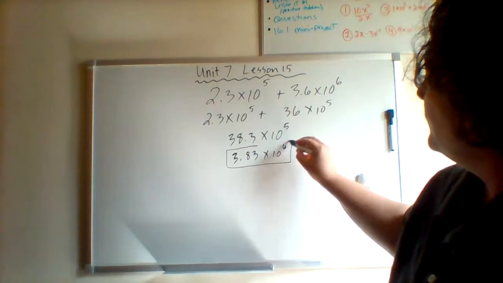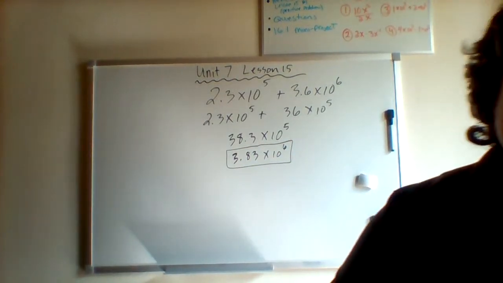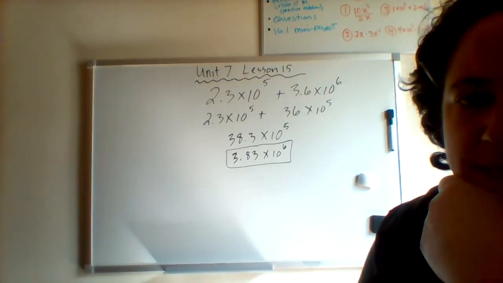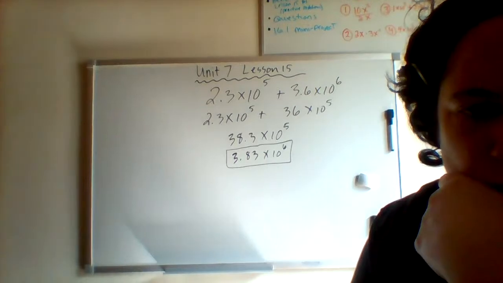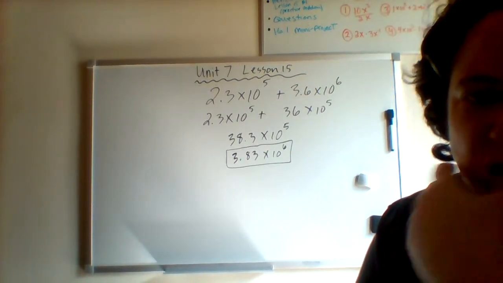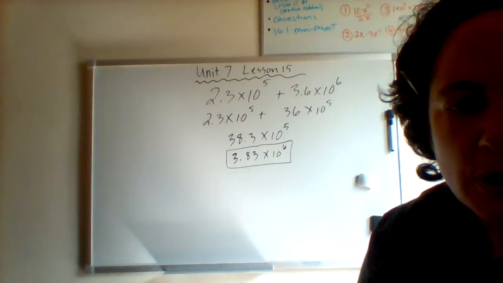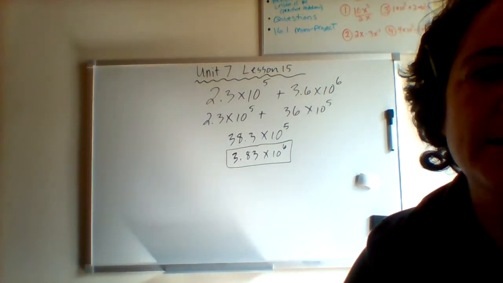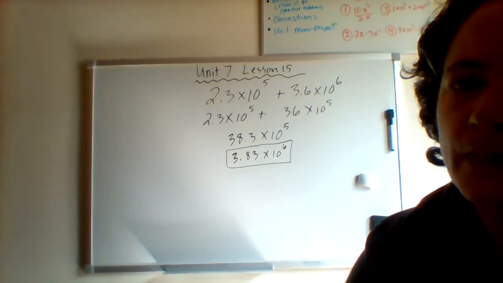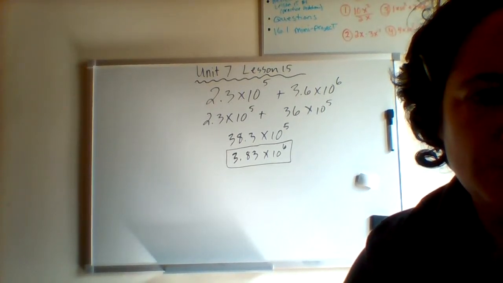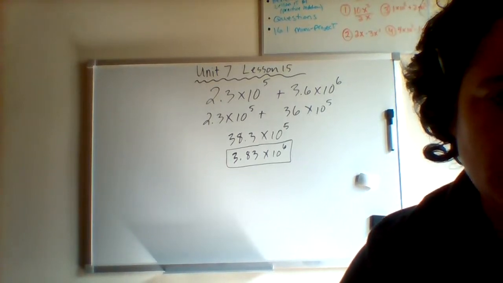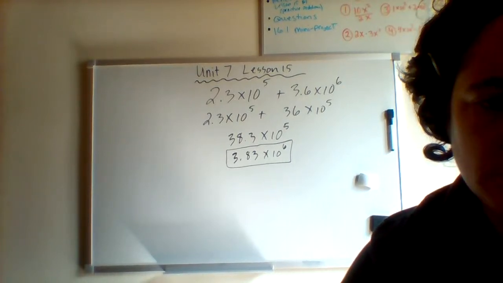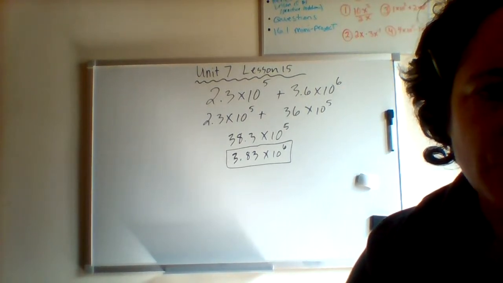So if this is what the actual answer is, what did this person get that was doing the work? Elena actually got 5.9 times 10 to the 6th. So what did she do wrong? Well, she added them when she wasn't supposed to. There's a 10 to the 5th and a 10 to the 6th. She should not have added them the way they were. I hope that helps.